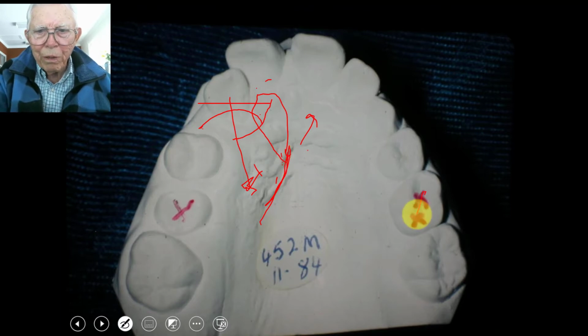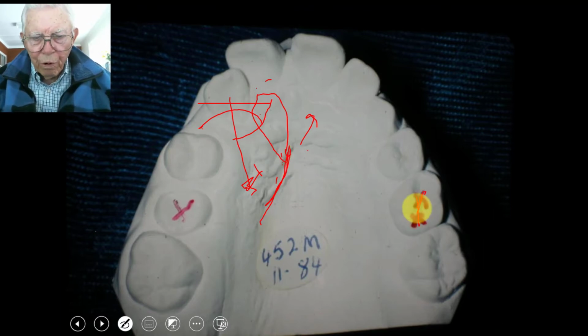Now here it is, the baby tooth and the permanent tooth. We're marking out there.